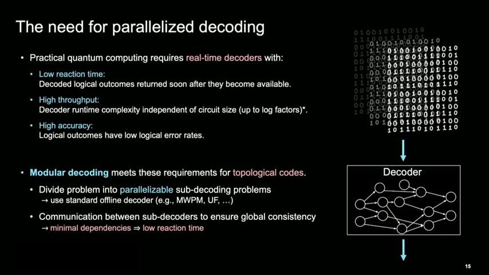Importantly, these problems aren't all independent. They need to communicate in some way. We need to make sure that these local corrections build up to give a globally consistent correction. But we want to make sure that those dependencies are low, because if the dependencies are long, then we end up having a longer reaction time. So that's basically the idea at a high level.